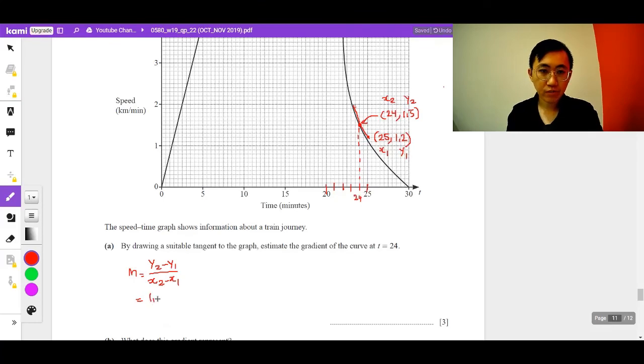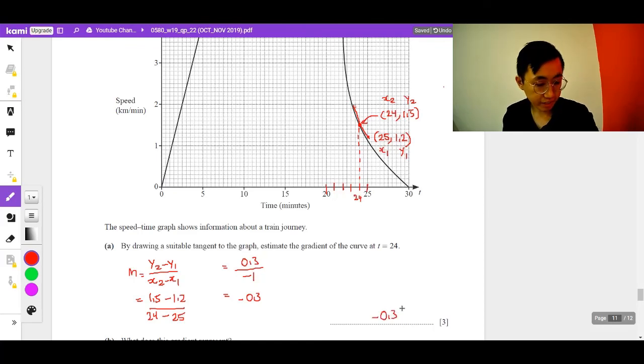y2 is 1.5 minus my y1, which is 1.2, over x2. x2 is 24 minus my x1, which is 25. Okay, so continue from here. This is going to be 0.3 divided by -1. Okay, so we are getting -0.3. Definitely a negative gradient because it's a falling graph. Okay, -0.3, that is my answer.